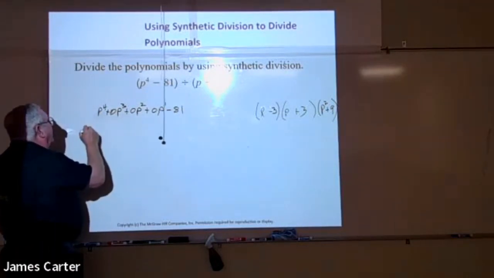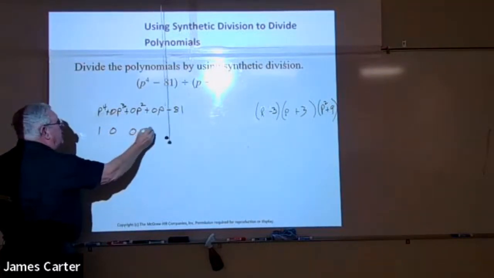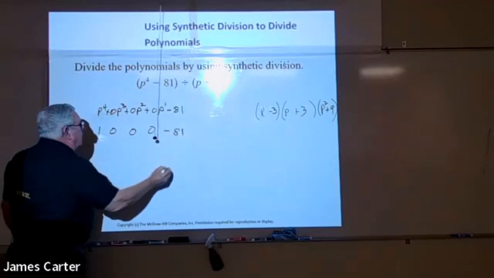Okay, so this gives me a 1, a 0, a 0, a 0, and a negative 81.